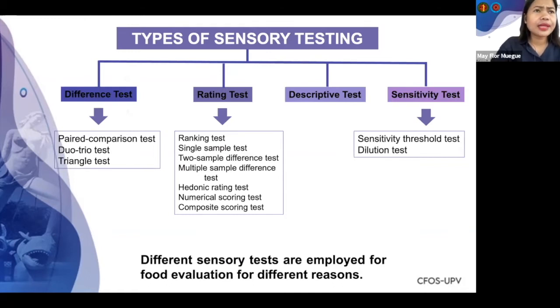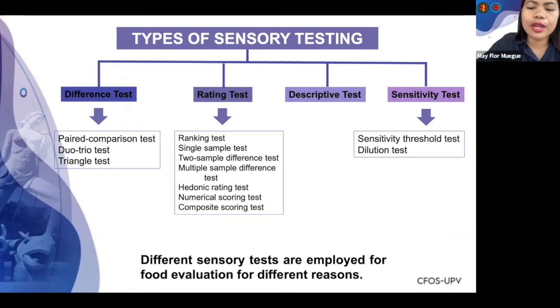So, sensory evaluation, the conduct of sensory analysis actually requires several requirements. May mga requirements yon. First off, yung sensory analysis room, or the room that you need to use for your sensory evaluation, should be well lighted. Yung color ng wall should be off-white or white. And yun, sufficient dapat yung light.